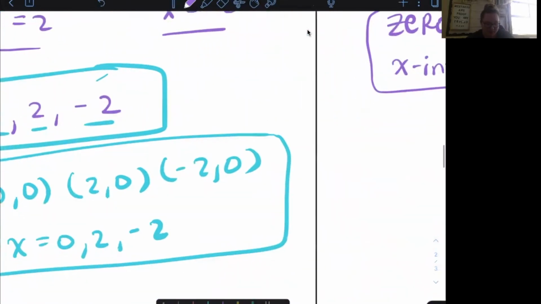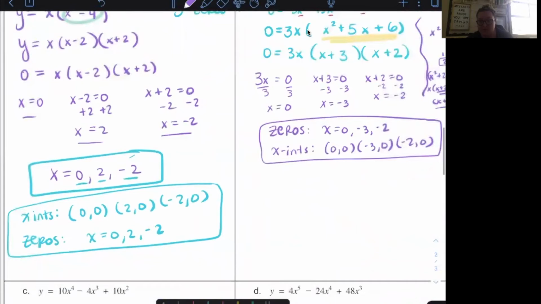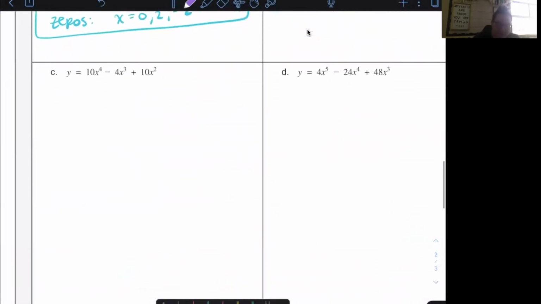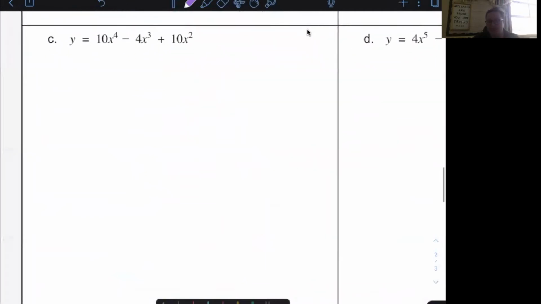So for those examples, we ended up with all real solutions, which is great. But there's going to be times where some of our x-intercepts are imaginary, some of them are real, some of them have multiplicity, all that good stuff. So let's keep going. Part C, y is equal to 10x to the 4th minus 4x cubed plus 10x squared. So as you can see, we have degree 4. So we're looking for 4 solutions total, or 4 x-intercepts, 4 zeros, 4 roots.